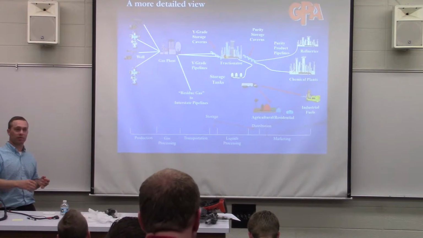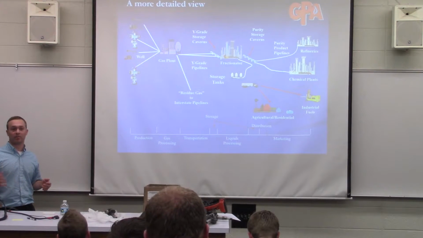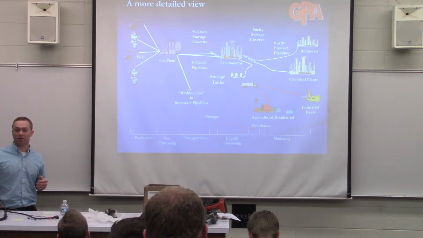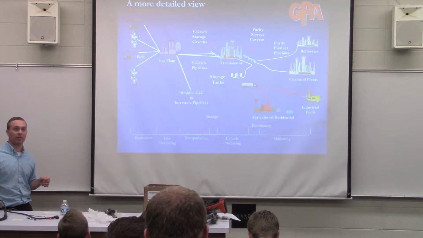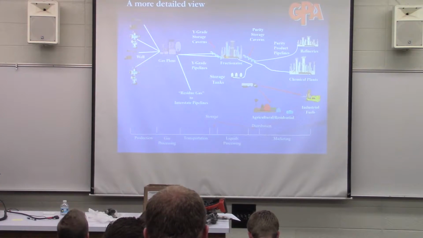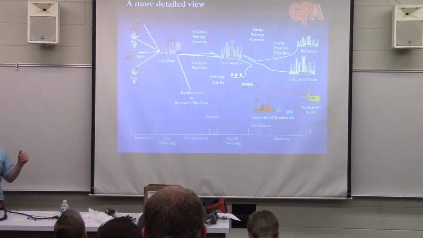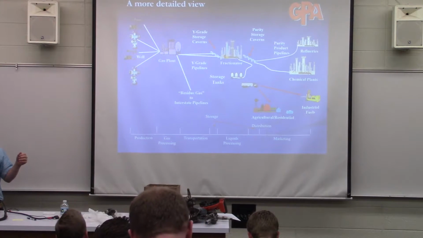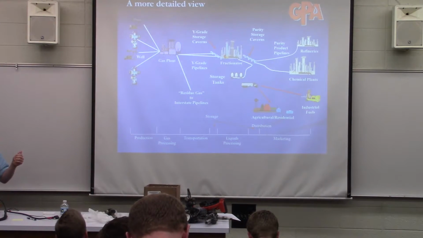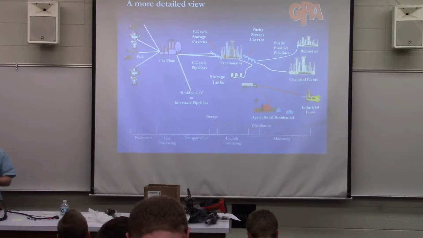Natural gas compositions can vary a lot based on which basin or which part of the country the gas is coming from, so we'll talk some more about that. Then at the gas plant, you separate liquids out of the natural gas stream. The natural gas, we call it residue gas, will go into an interstate pipeline for distribution. And then there's a variety of uses for the liquids.